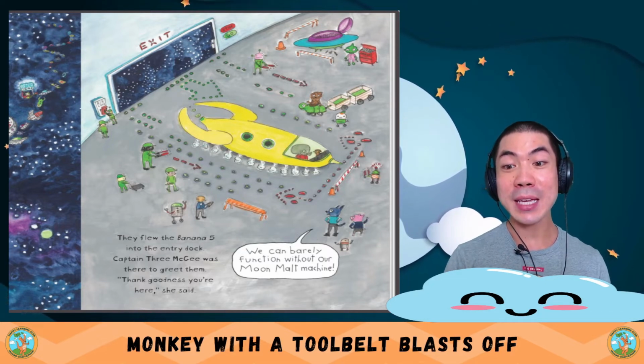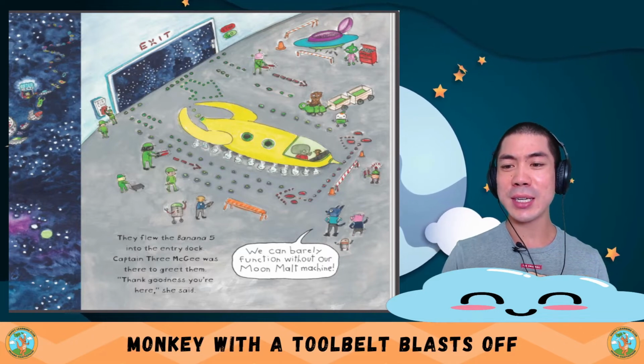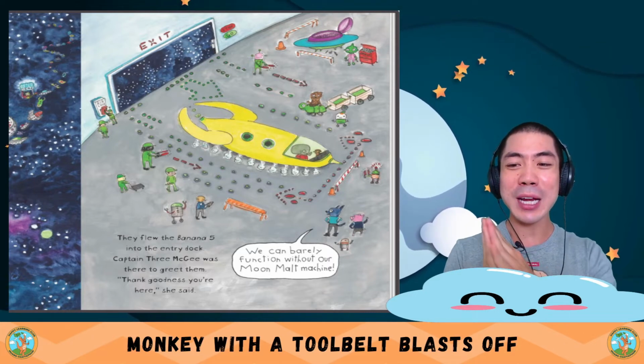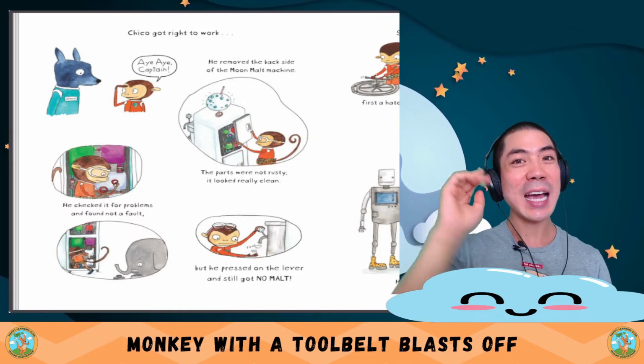Captain McGee was there to greet them. "Thank goodness you're here," she said. "We can barely function without our moon melt machine." Chico got right to work. "Aye, Captain."